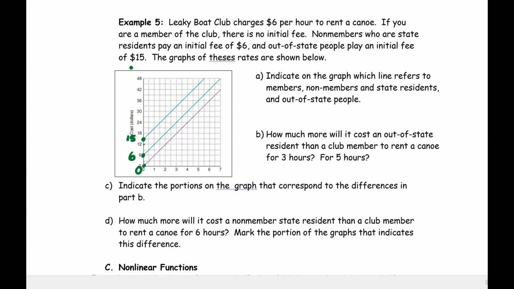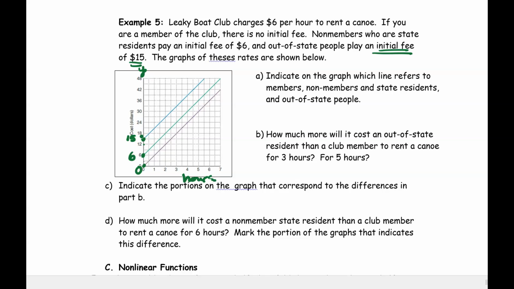And if I look at the description, I see a 15 here. Let's just jump and do that one. Out-of-state people pay an initial fee of $15. Well, that y-intercept starting at 15, that's your initial fee. It means before you do anything, so on the bottom here, this is hours, before those people do anything, they're at $15.